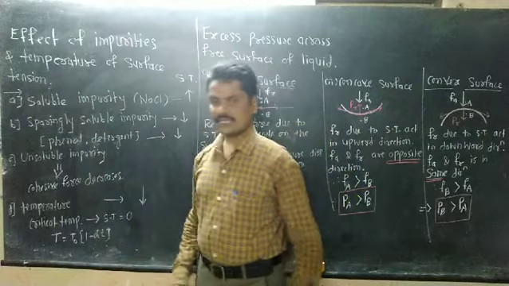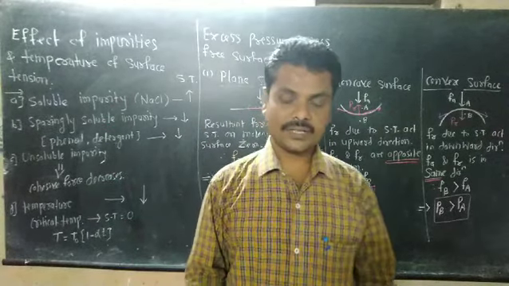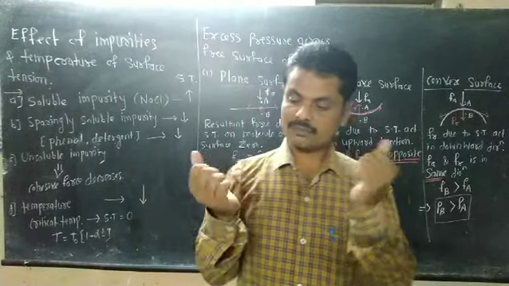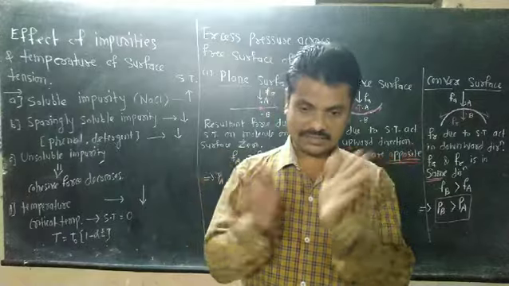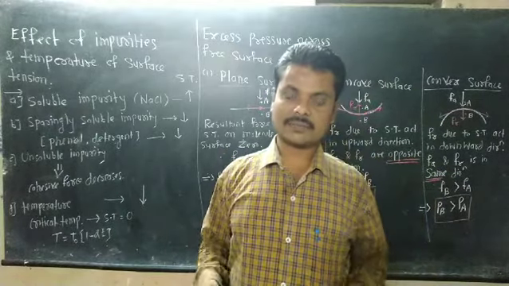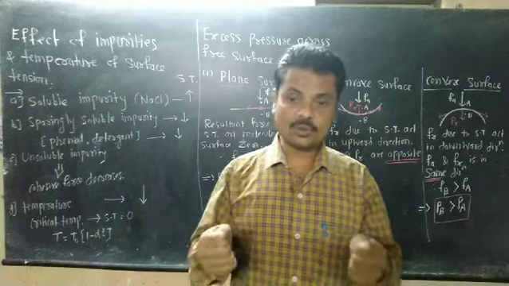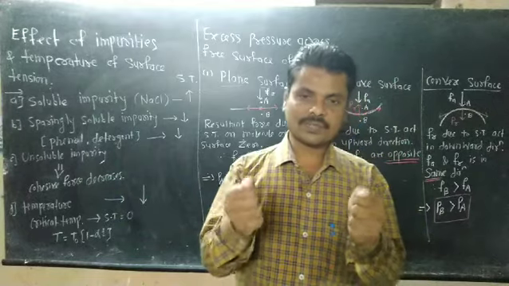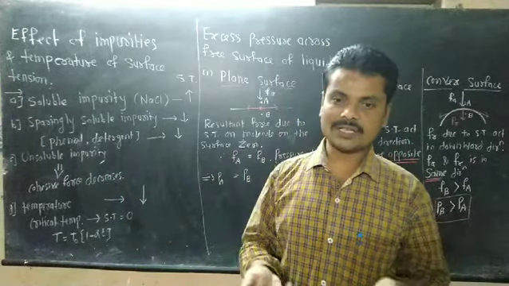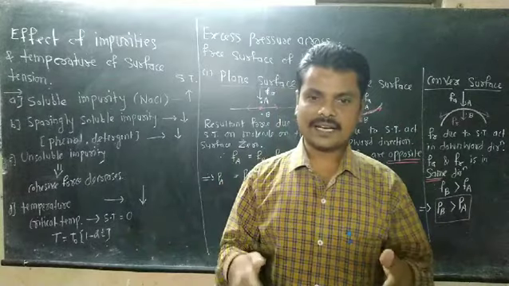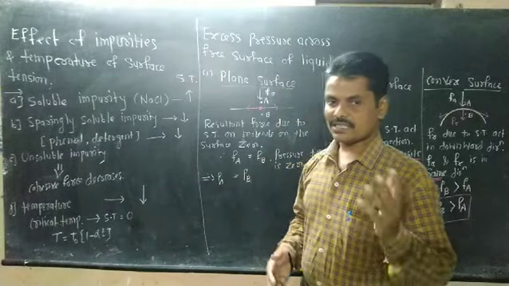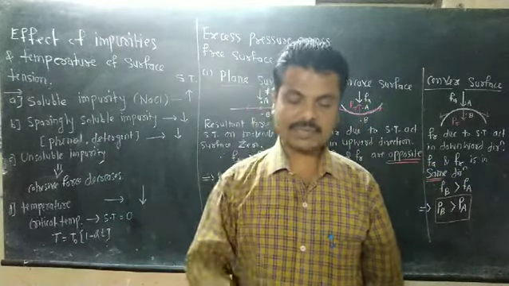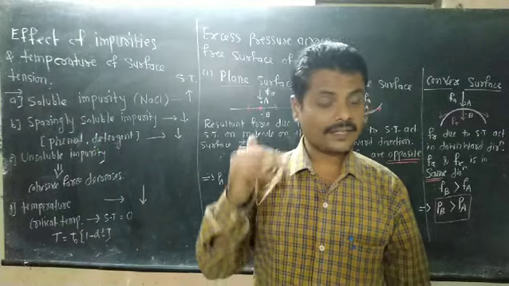Now, what is the effect of temperature on surface tension? When you heat the liquid, the bonds between the liquid molecules weaken. Surface tension is a property of a liquid which is due to the cohesive forces of attraction between the molecules. When you heat the water, the cohesive forces are weakened, and when the cohesive forces are weakened, the surface tension decreases. That is, when you heat a liquid, for example water, the surface tension of water decreases.